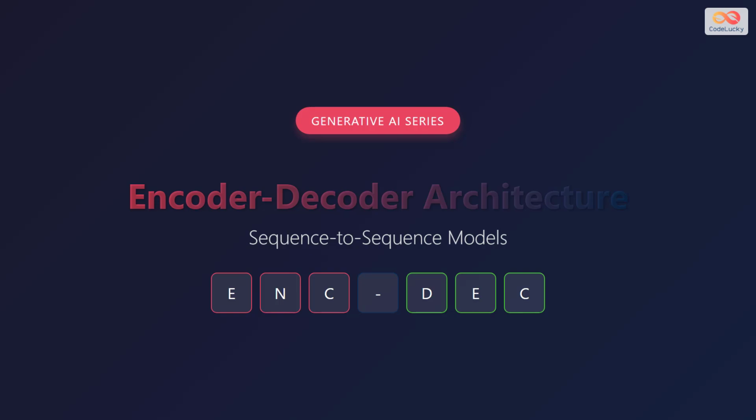Hello and welcome. In this video, we are going to explore the Encoder-Decoder architecture, specifically focusing on sequence-to-sequence models. This is a fundamental concept in generative AI that powers many of the tools we use today, like translation apps and text summarizers.